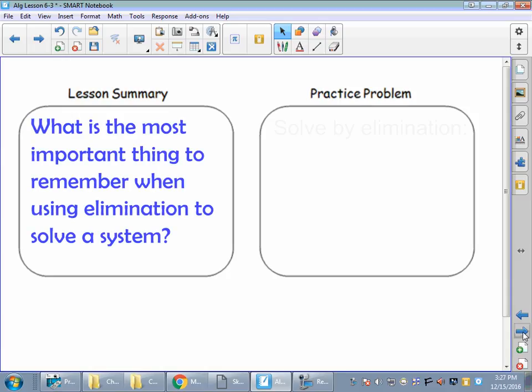So here's what I would like to know from you. Please don't write out the question. Just tell me what's the most important thing to remember when using elimination to solve a system. There's a lot of possibilities. What do you think, like, oh my gosh, I got to remember to do that, or to check for those, or go back and find the other variable, or look for signs, or those kinds of things.